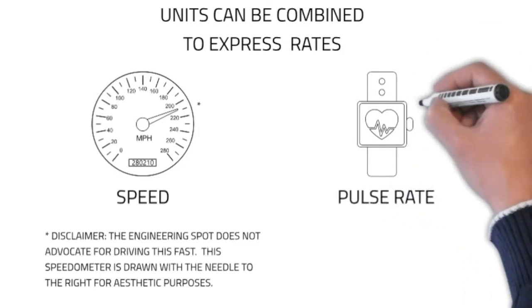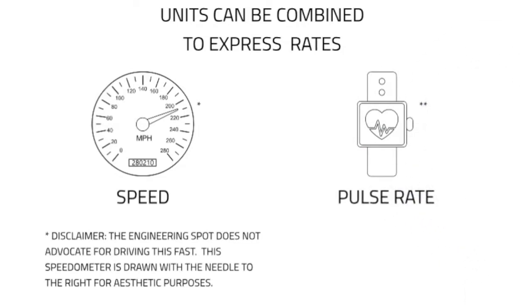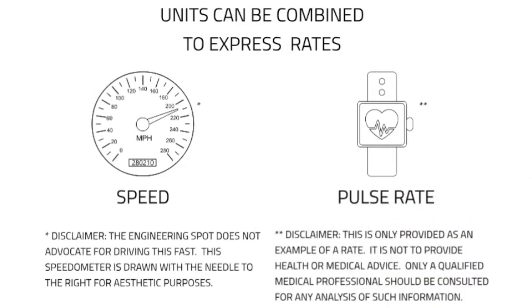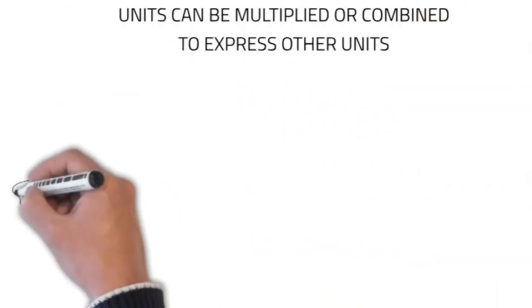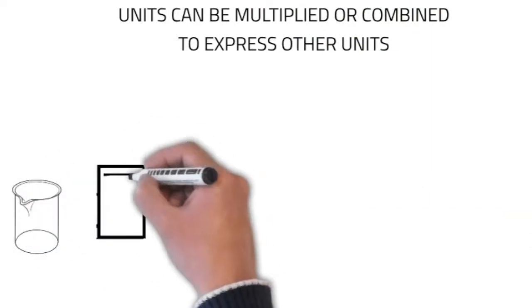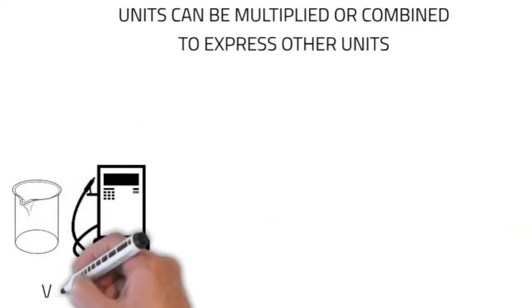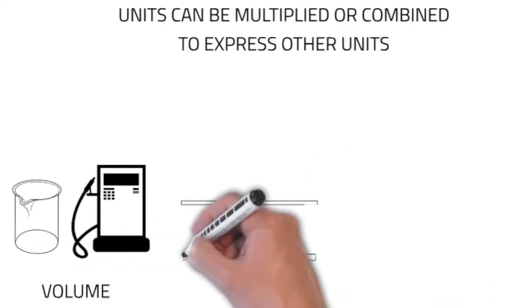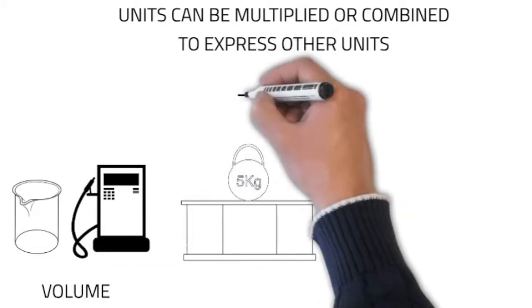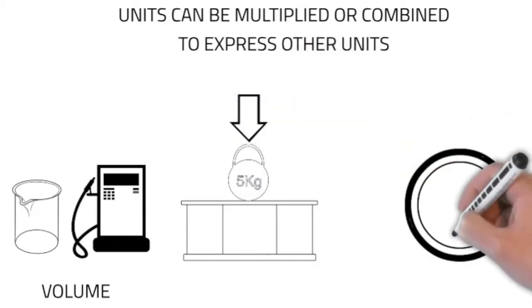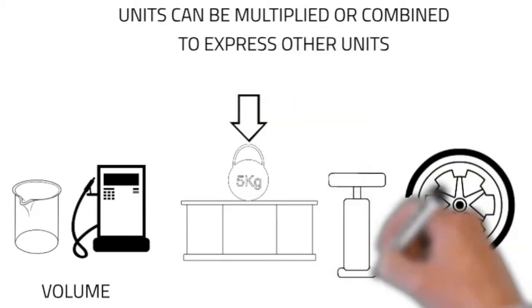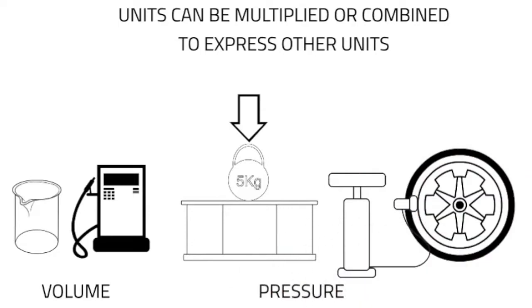And something like pulse rate can also be used in combining units to express a rate. And that would be something you might see with a wearable device. Units can be multiplied or combined to express other units, such as multiplying a unit by itself a few times to express volume. Or in this case here, we have a 5 kilogram mass on top of a desk on a floor that's exerting pressure the same way there's pressure being exerted on a tire. And that's a combination of different units.